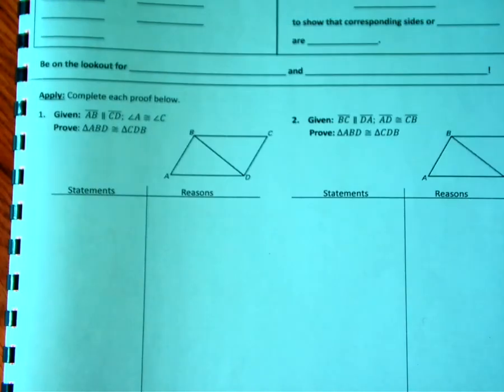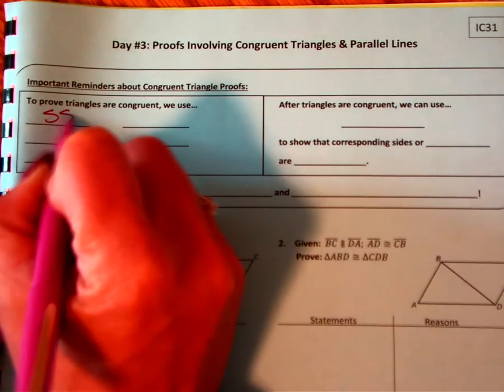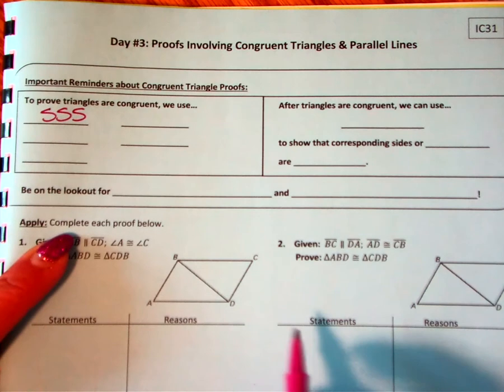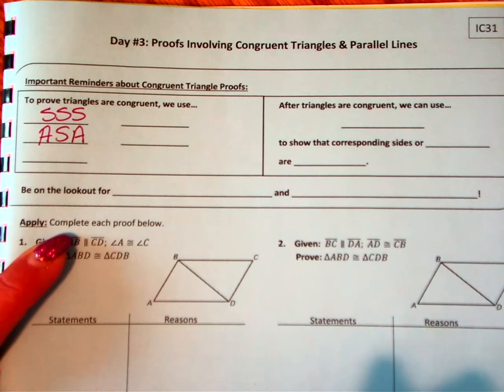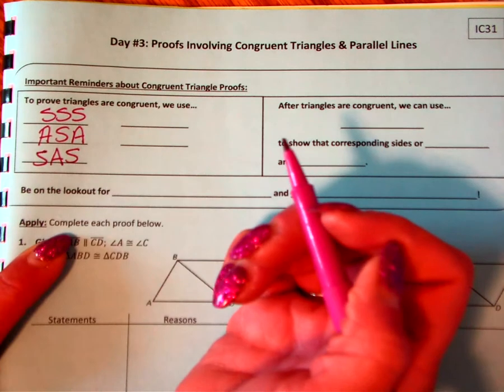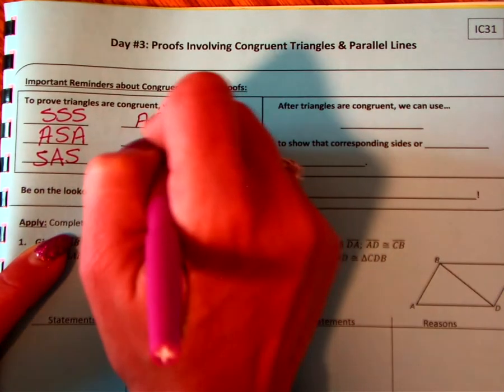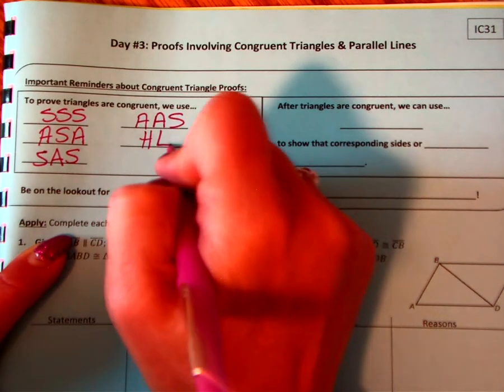Okay, so let's look at a few reminders here to start with. To prove triangles are congruent, what are all of our possibilities? So a reminder that we have side, side, side. I'm going to abbreviate these. We have angle, side, angle. We have side, angle, side. And we have angle, angle, side. The other one we have is the hypotenuse leg, HL.